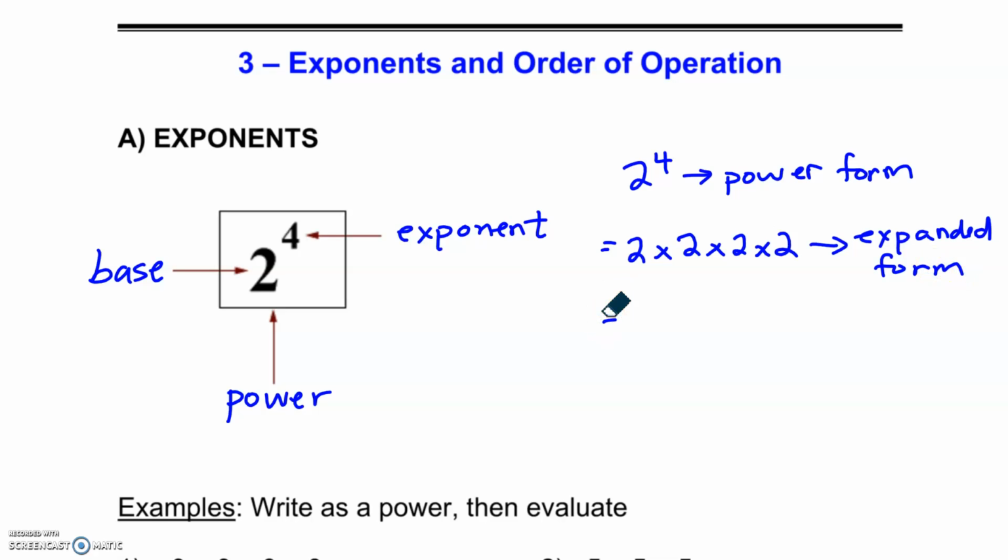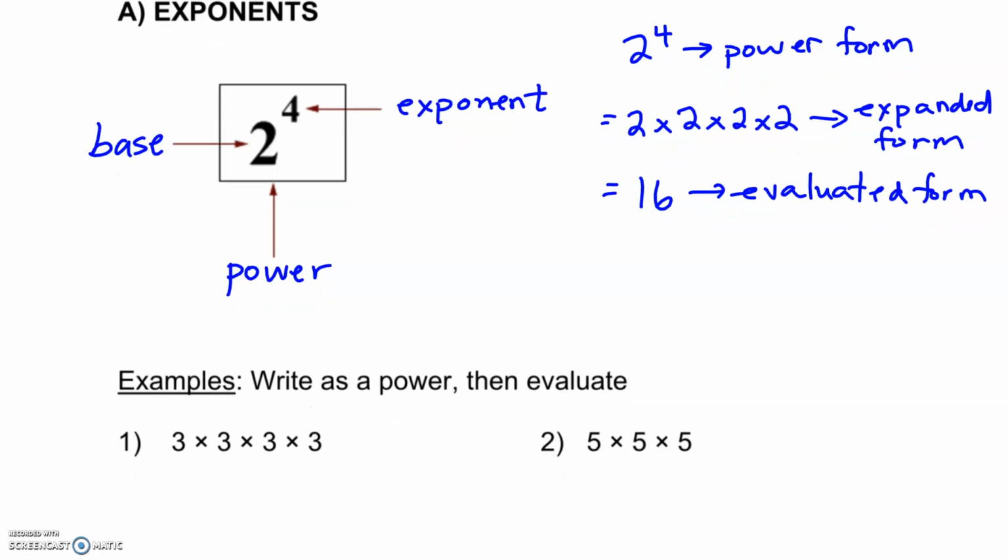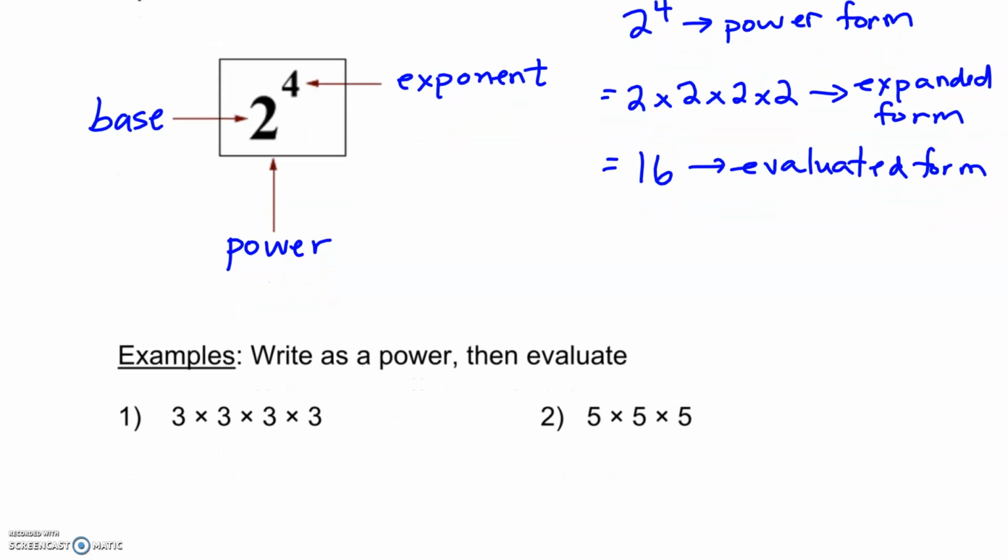The last way is just to answer it. 2 times 2 is 4, times 2 is 8, times 2 is 16. And that is called evaluated form. It's important to know the different forms so that in the instructions, we do what's being asked. Okay, the first example says, write as a power, then evaluate.